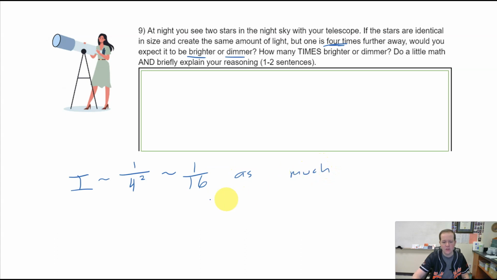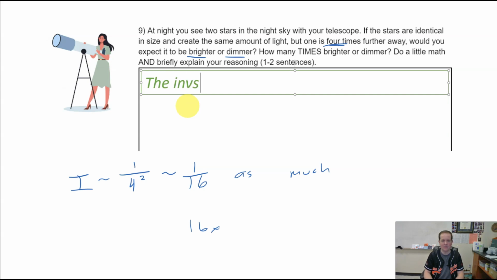So first, easy question. Should it be brighter or dimmer? It should be dimmer. It should be 1/16 as much. If it was brighter, I would need an answer like, oh, it's 16 times. But don't forget, it's an inverse. It's a fraction. All right? Do a little math and briefly explain. So maybe my answer would include that little bit of math right down there.